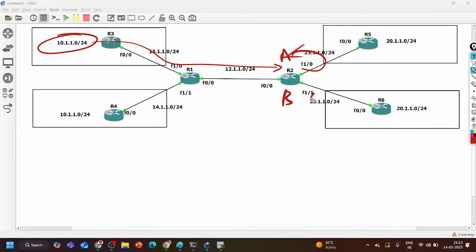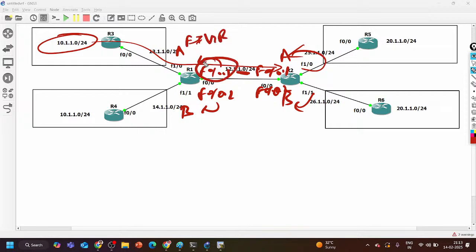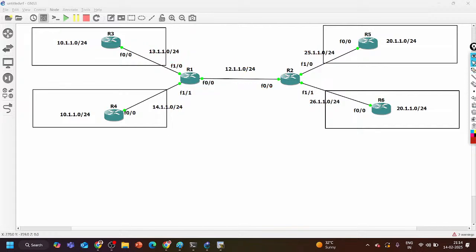This interface is a part of VRF A, this is part of VRF B. Now what I am going to do here is create subinterface f0/0.1, let's say, and f0/0.2. Here also f0/0.1 and f0/0.2, and we'll add it in which VRF? In VRF A. We'll add this interface in VRF B. And I am already running EIGRP for VRF A. So I will advertise this interface in EIGRP and this interface in OSPF. Automatically we will have neighborship here also between router 1 and router 2, right?